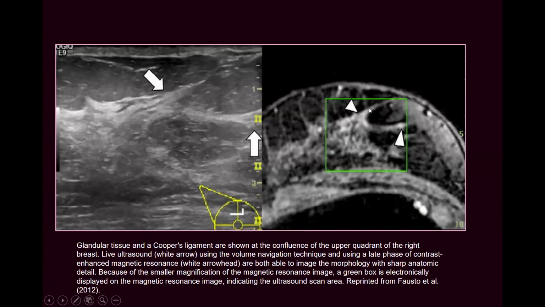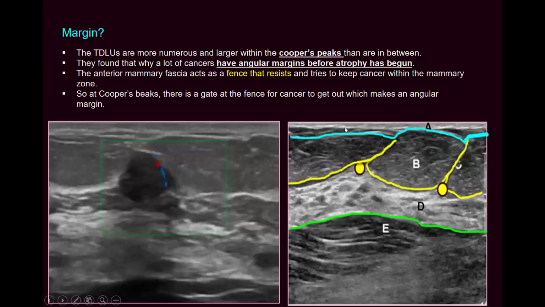Can you see it on MRI here? You see there is enhancement. This is part of the breast gland seen at the Cooper base. What is the clinical significance of that?